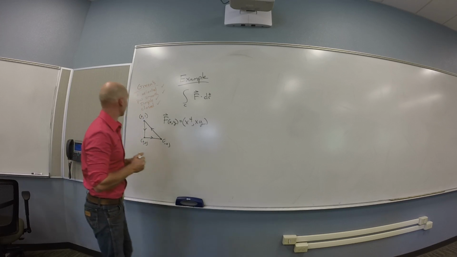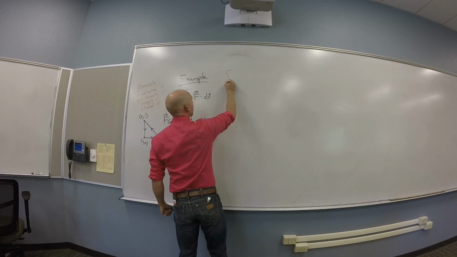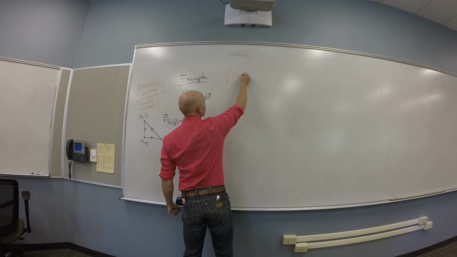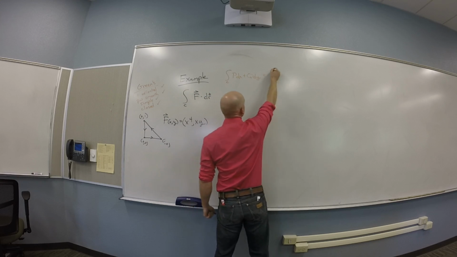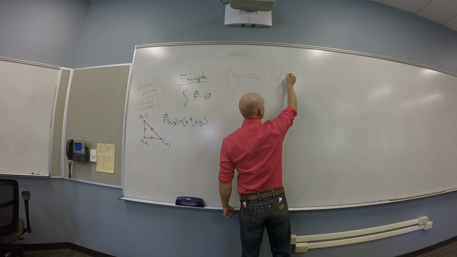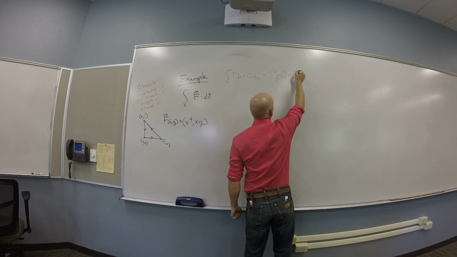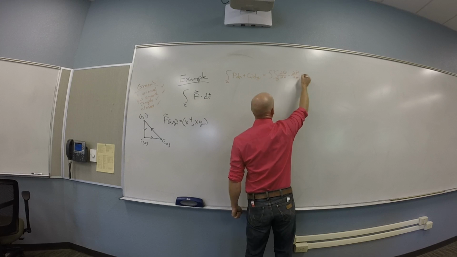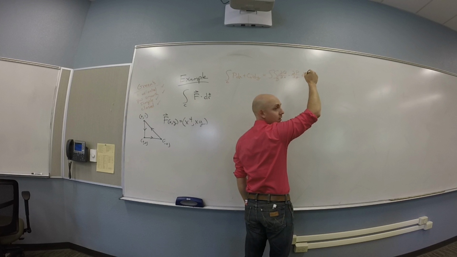Okay, so let me write down Green's theorem. Green's theorem tells me that the integral over C of P dx plus Q dy is the double integral over D of the partial of Q with respect to x minus the partial of P with respect to y, dA.